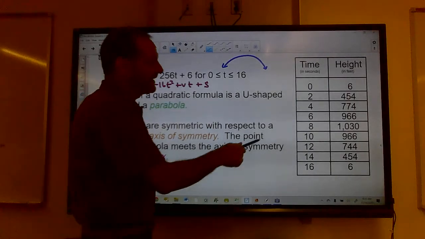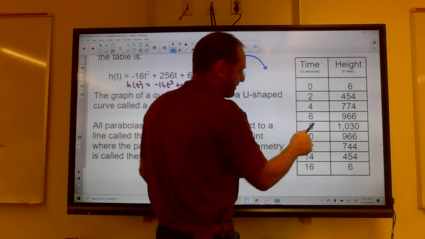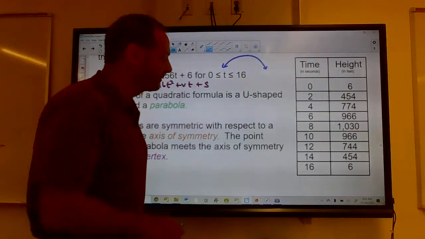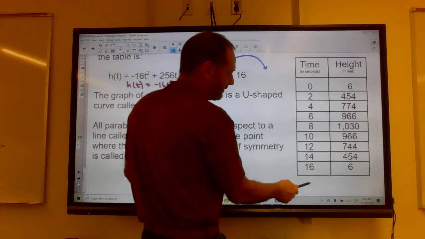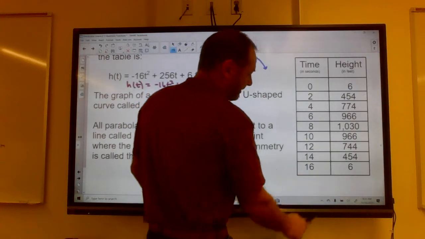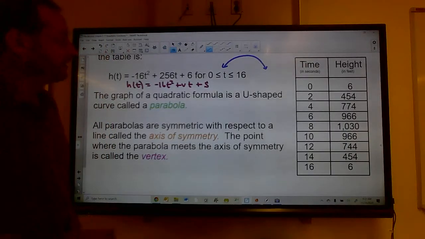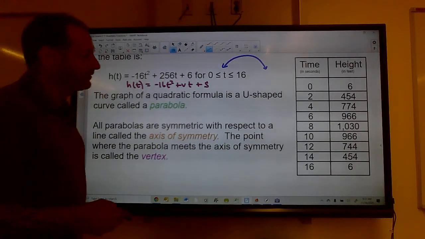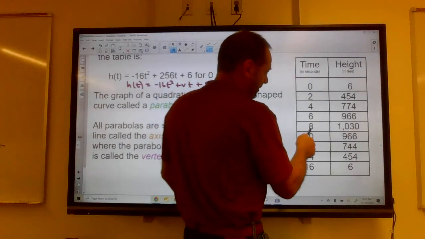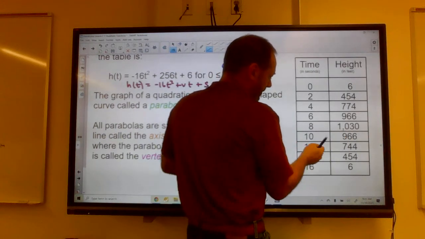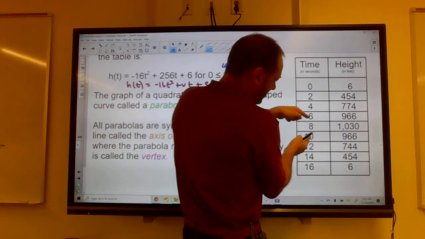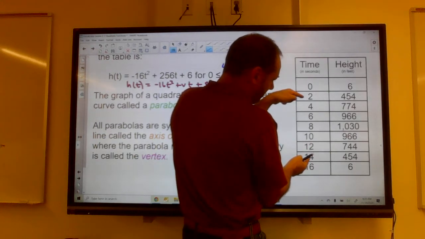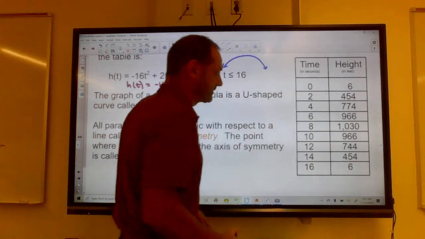And if you look at this data over here, this is the time in seconds. This is the height off the ground. Okay, so this will actually go a little bit longer than 16 because it hasn't hit the ground yet, but it'll stop when it hits the ground and the height is 0. But if you look at this, this is very symmetric. Okay, here's the middle. And as you move out 2 seconds, that's the same number. Out another 2 seconds, the same number, and again out another 2 seconds, the same number.